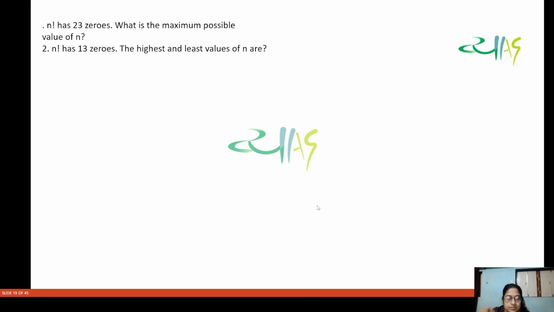Okay. Now see, this question is saying factorial n has 23 zeros. What is the maximum possible value of n? Okay, what is the maximum possible value of n? So basically the question is saying that we took this number factorial n and it has 23 zeros. So what can the value of n be?